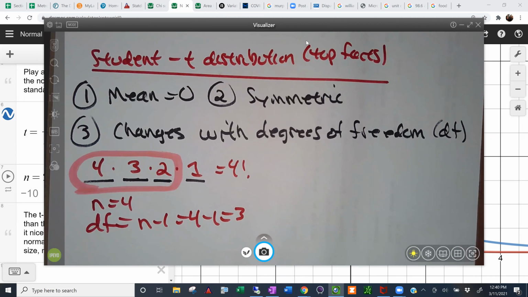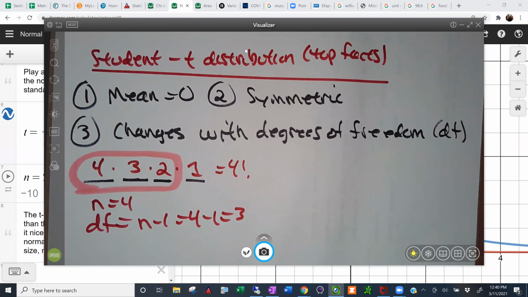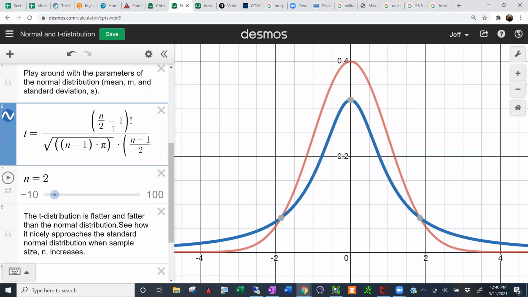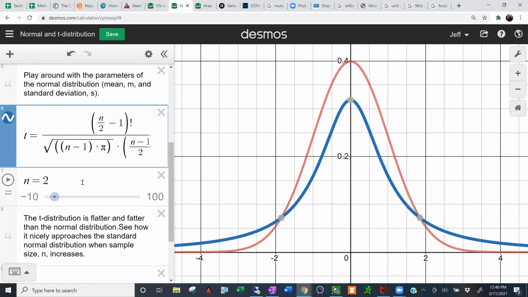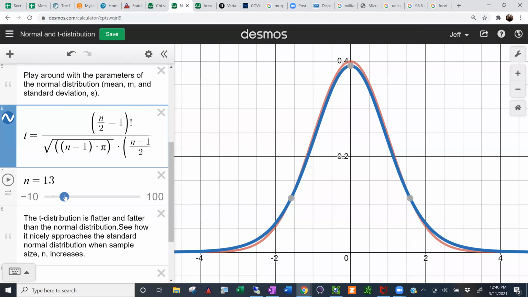Now, how does that affect our student t distribution? Our student t distribution is going to change with degrees of freedom. So if you click back to that Desmos link that I sent you and scroll around till you find n, which is the number of degrees of freedom, and start boosting that up. And what do you notice is happening as you increase the degrees of freedom?